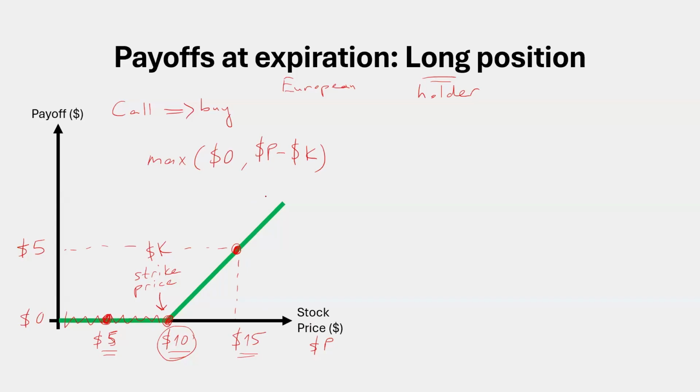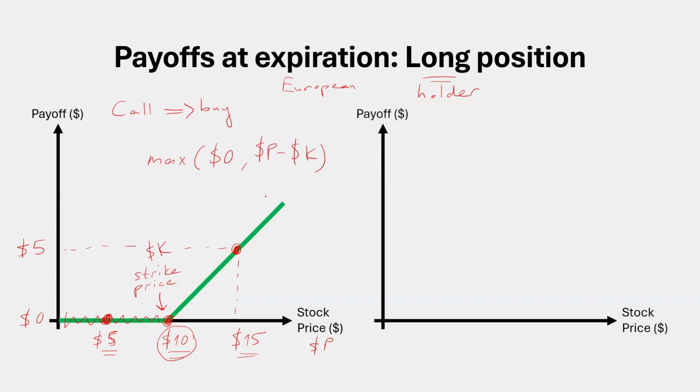Let's contrast this with the put options, and we will have sort of a mirror image. So let's say we now have put options, and remember, these options give you the right but not the obligation to sell. Now the payoff schedule looks like this. Again, this is the strike price.